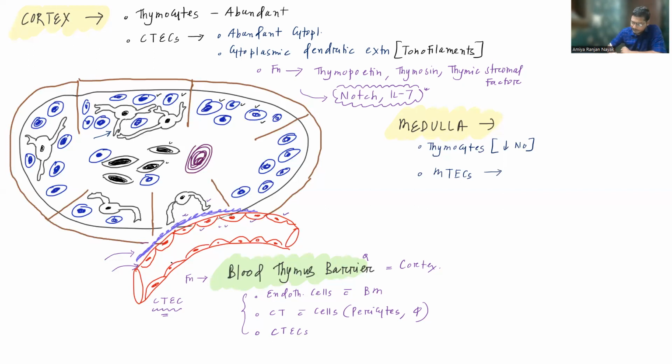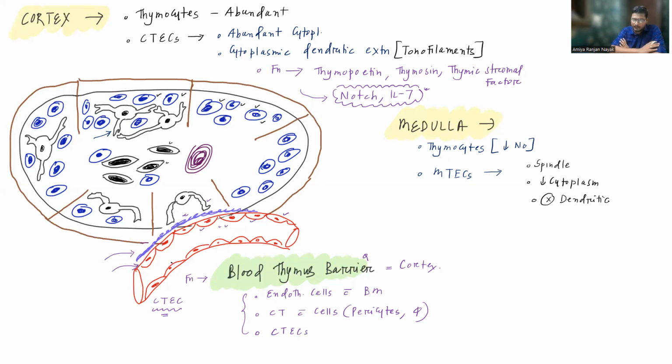So if I write here, the first point is these are spindle shaped. They will have less cytoplasm. If they have less cytoplasm, they cannot have the cytoplasmic extensions. So they do not have the dendritic extensions.